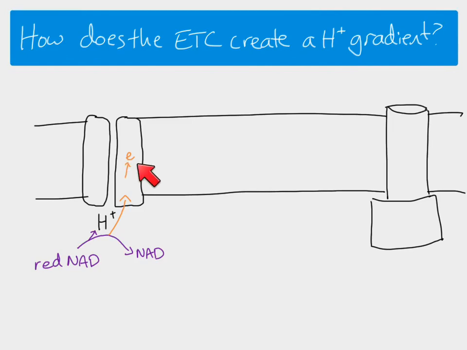So now that we've got an electron here held in a particular place, what can happen is that that electron can actually move from this protein complex down to a protein complex next to it. And when it moves from one to the other, it actually moves down an energy level. So by moving from here to here, the electron has lost energy. That energy is used to pump the hydrogen ions across the membrane into the intermembrane space.